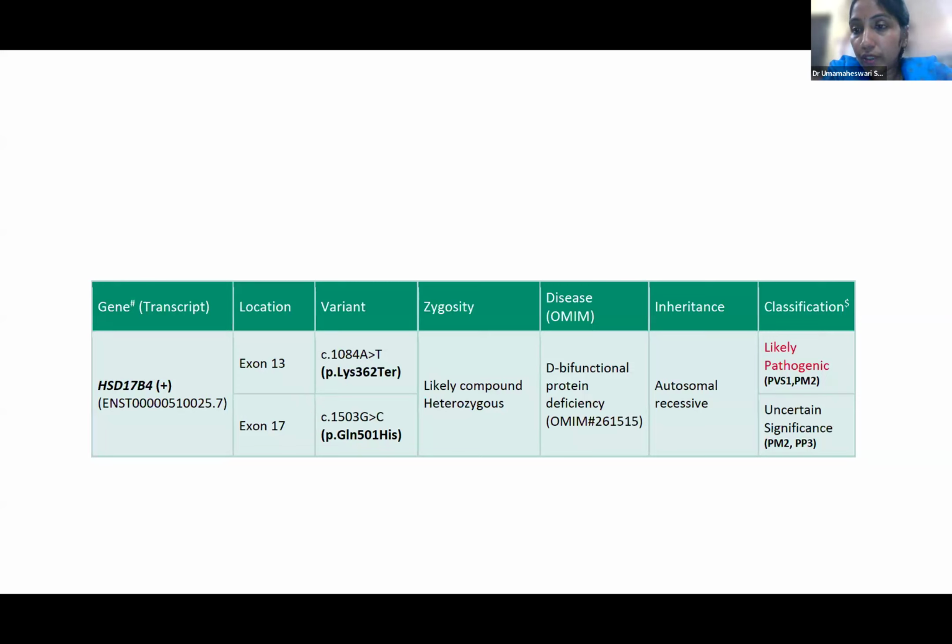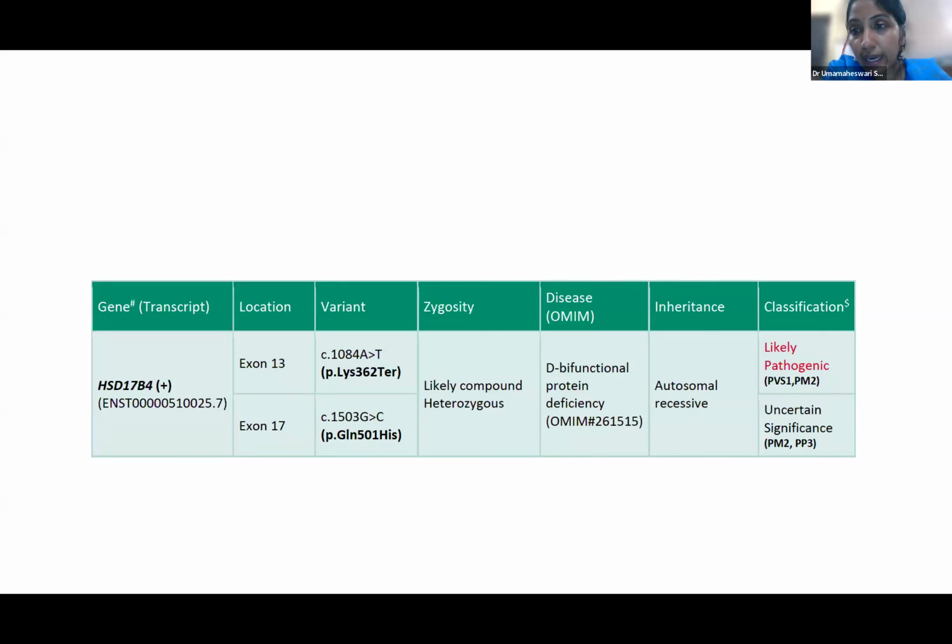You have to do these two gene variants. Bifunctional protein deficiency is also one of the peroxisomal disorders. If you take Zellweger, the peroxisome itself is not formed; it is more of a biogenesis defect. Its inheritance is autosomal recessive, and classification is according to ACMG. You classify into 5, out of which benign and likely benign they will not report. They will report only VUS, likely pathogenic or pathogenic. Only 3 things they will report.